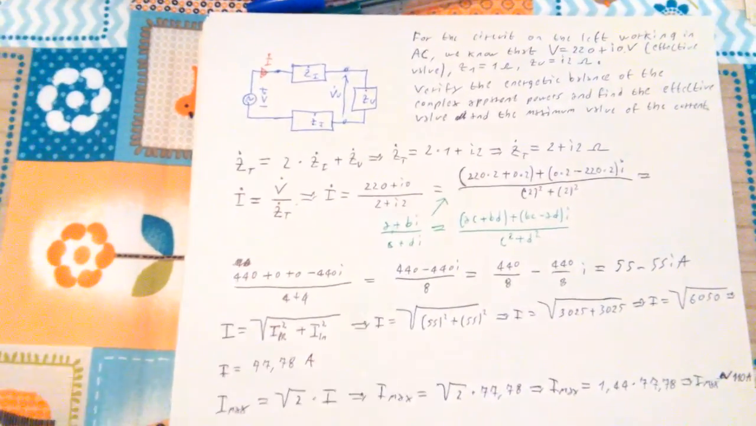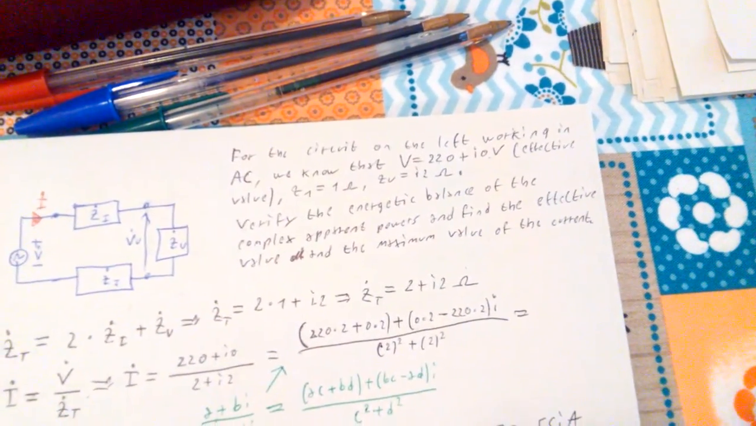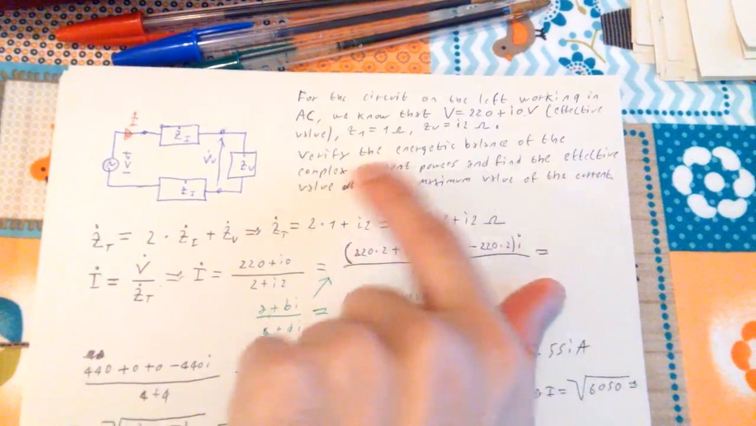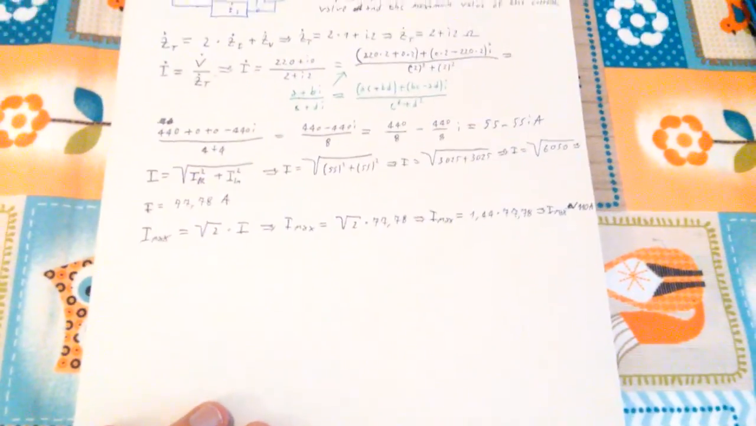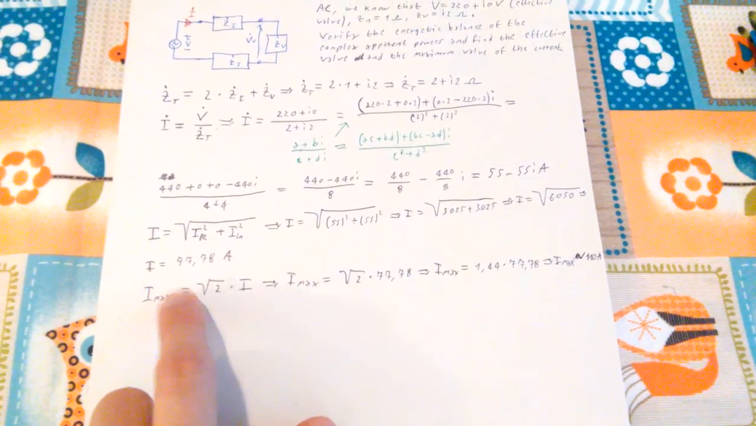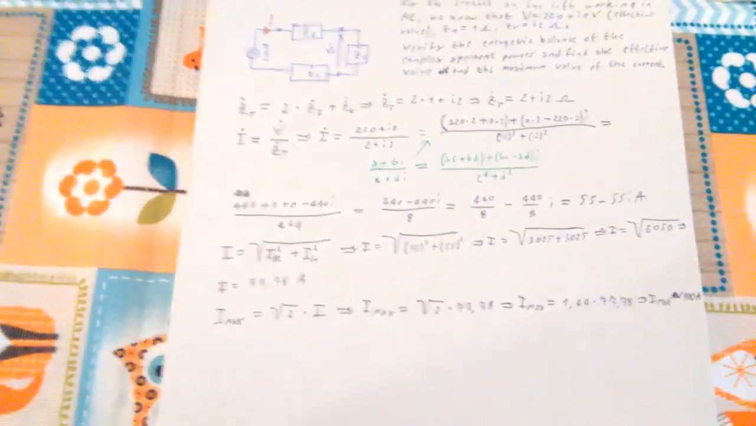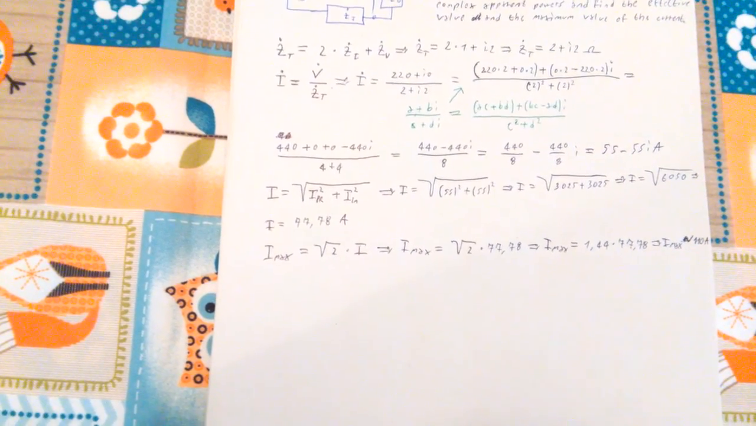But there's still a few things that I'm going to find, because the problem was actually asking me to verify the energetic balance of all those powers. And I only found the current and the maximum value of the current. So I haven't solved the whole problem yet. Now, to solve the whole problem, I'm going to do a few more things.